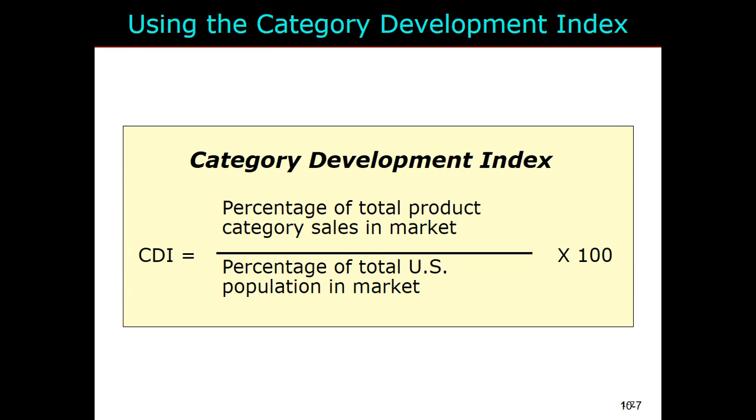Okay. Then there's a category development index, or CDI. That's the percentage of total sales. That measures how well the industry is doing. So BDI versus CDI. Okay, very important.